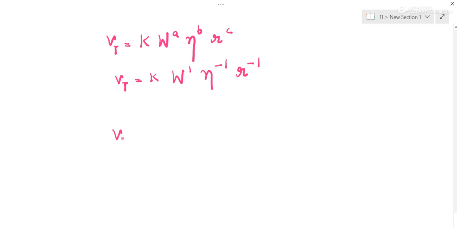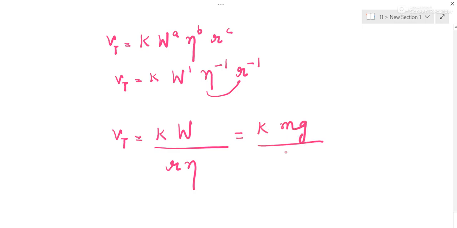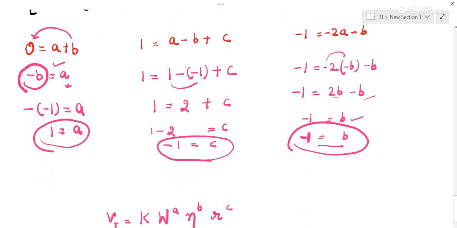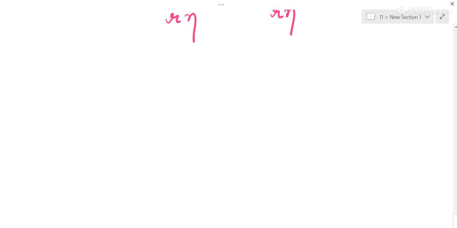So we'll write it as, these two will come down. R and eta, weight is up. Weight can be opened as mg divided by r eta. And this is the answer that you need to confirm. Mg by eta r. So let us see the next question.